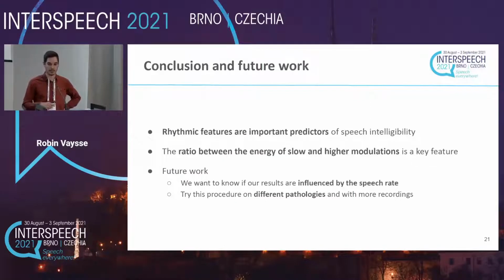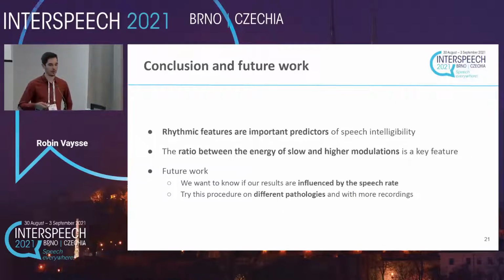So to conclude, we can say that rhythmic features are important predictors of speech intelligibility, and they will have to be taken into account for future work on automatic speaker intelligibility assessment. And we also saw that the ratio between fast modulated energy and slow modulated energy is a really important feature.